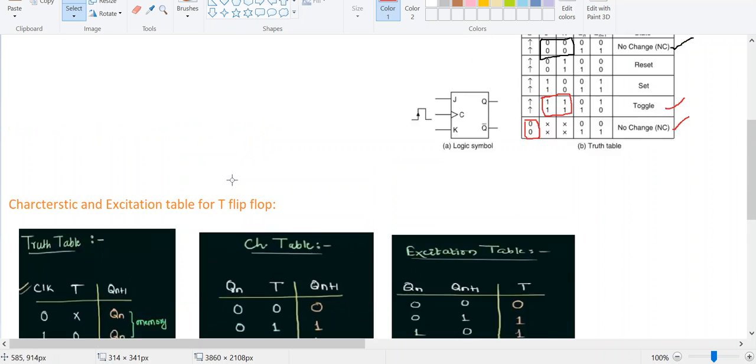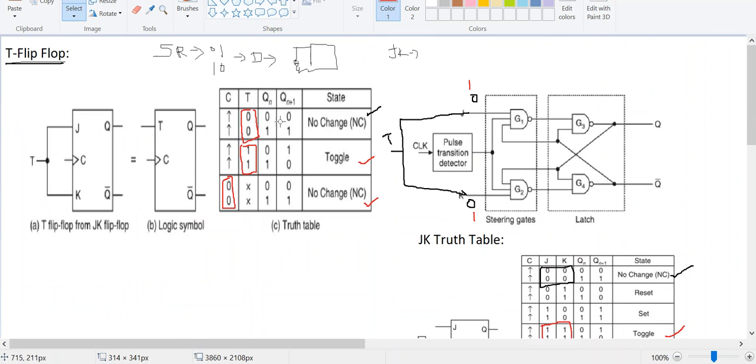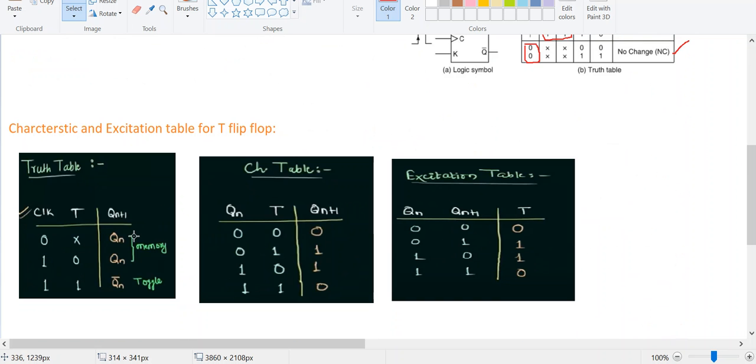This is our truth table. This is what I have written from the original truth table. So from this truth table, I need to derive the characteristic table. In this truth table, Qn plus 1 is my next state. In order to get this next state, we are dependent on Qn as well as T. Therefore, I consider Qn and T as the inputs for the characteristic table, in order to get my output as Qn plus 1.